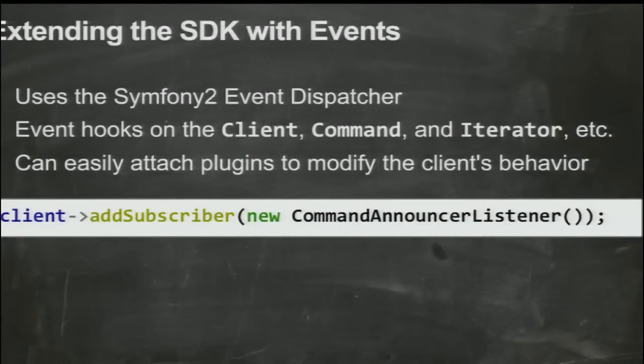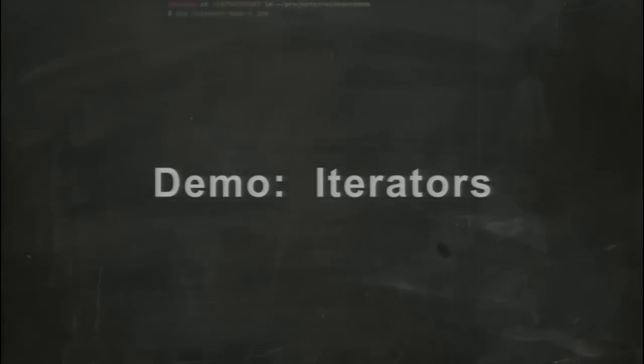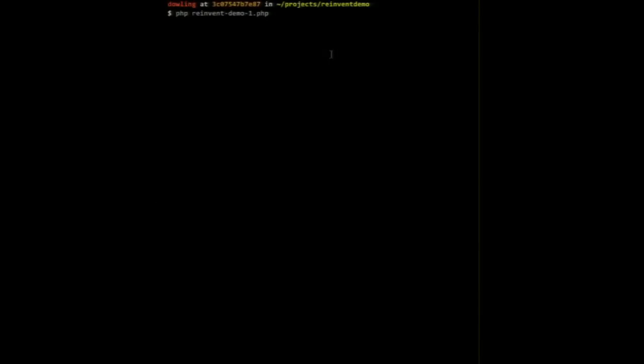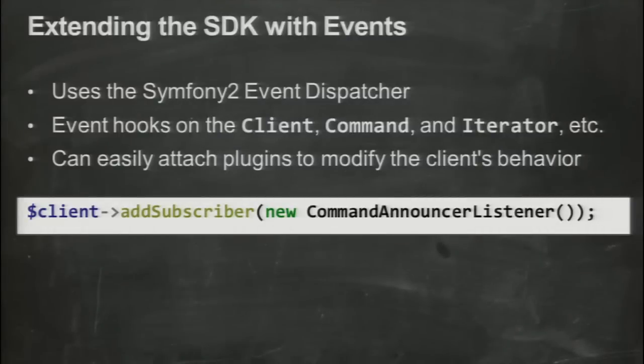So you can take this a step further and use the event system. Because the SDK is built on the Symfony 2 event dispatcher, from almost every object, so the clients, commands, requests, you can attach an event listener to almost any object that owns an event dispatcher and modify the behavior of these objects. So here we're showing how you can add a subscriber to a client object called the CommandAnnouncerListener.